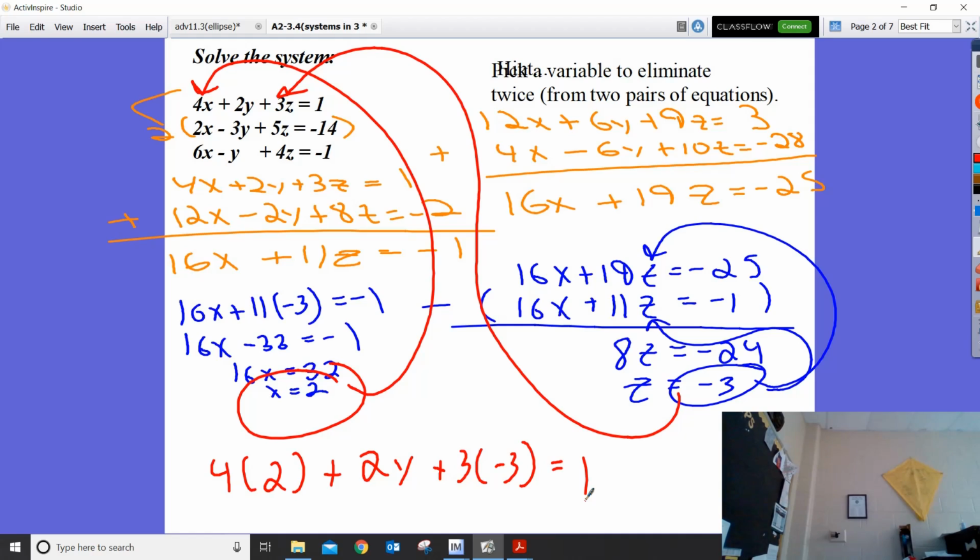So 4 twos makes an 8, 3 negative 3s makes a negative 9, 8 and negative 9 makes a negative 1. 2y minus 1 is 1. You add 1. 2y is 2, and y is 1.